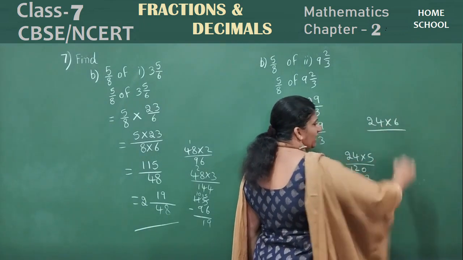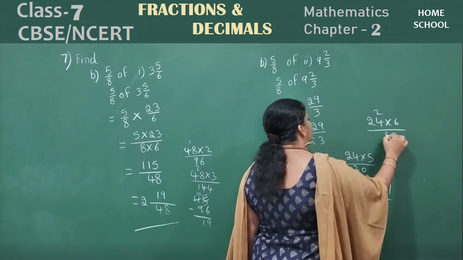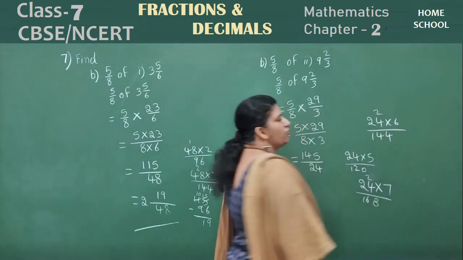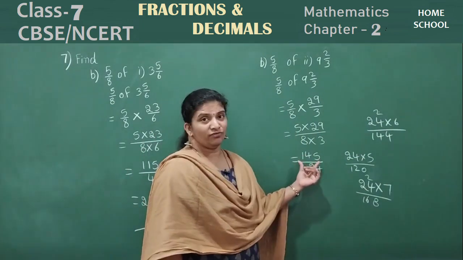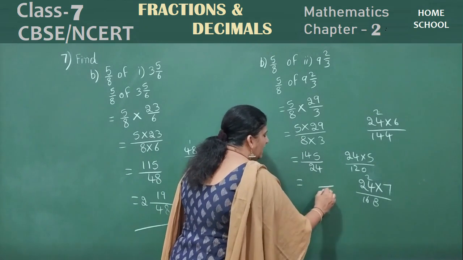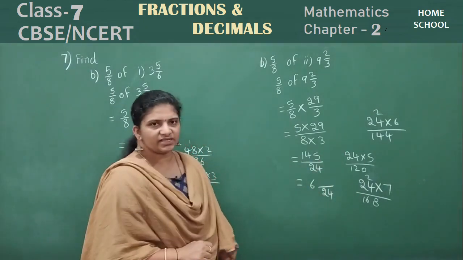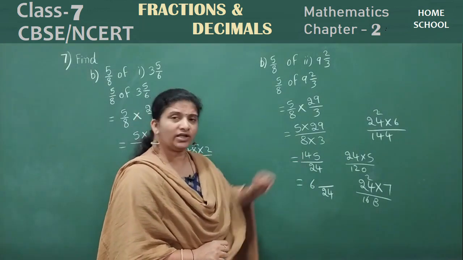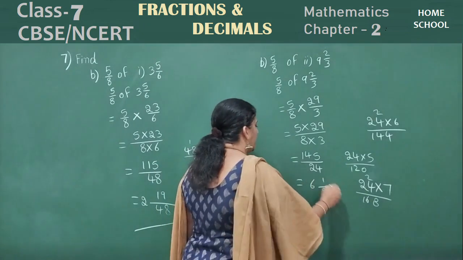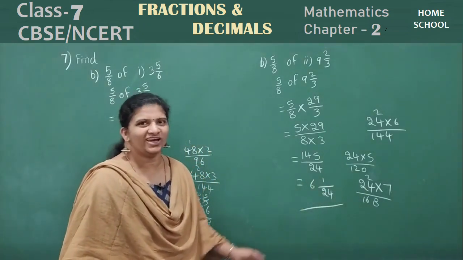24 sixes, quickly. 6 fours are 24. 6 twos are 12. 12 plus 2 will be 14. Okay, 144 is very near. So let's go with 24 times 6. How much is it? 144. 145 minus 144 will be 1. So your answer is 6 and 1 by 24.